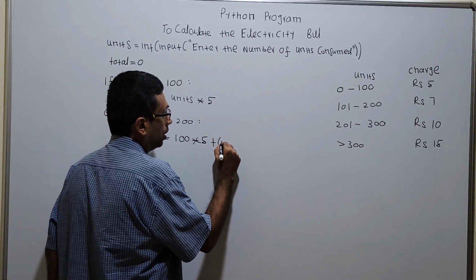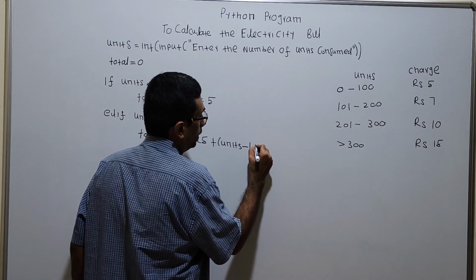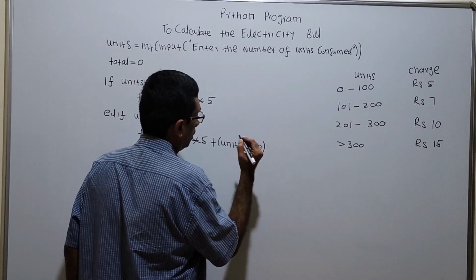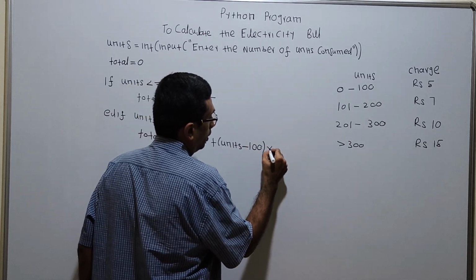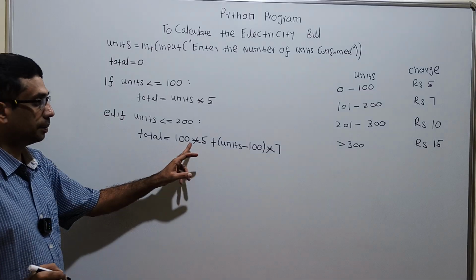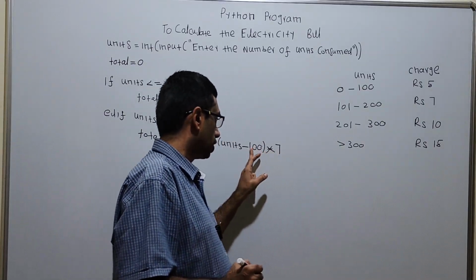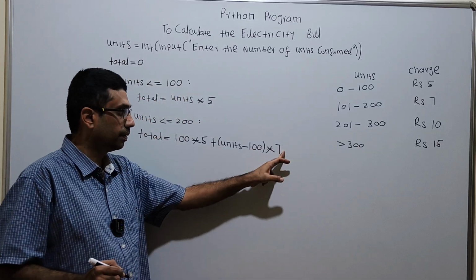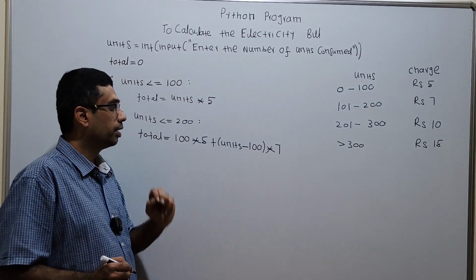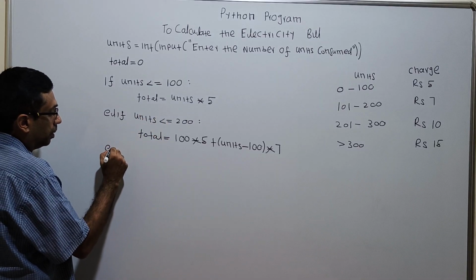Then remaining units we have to charge rupees 7. What I am doing? Units minus 100 multiplied with 7. First 100 units I am charging 5 rupees. For remaining units I am charging 7. That's why for the remaining units only I am charging 7, and that's why I am subtracting the 100 from the units. If this condition also fails, the control will come to the next statement.